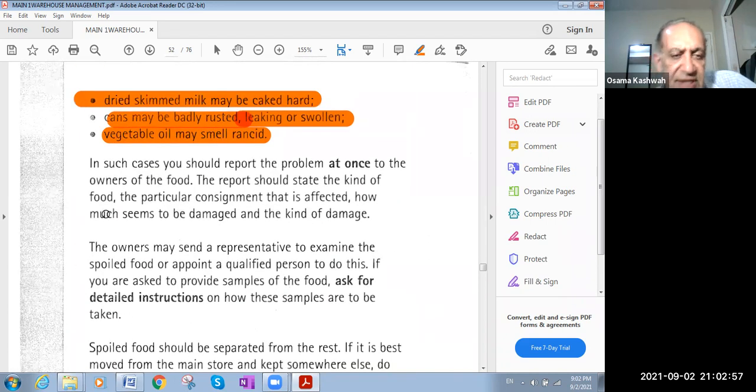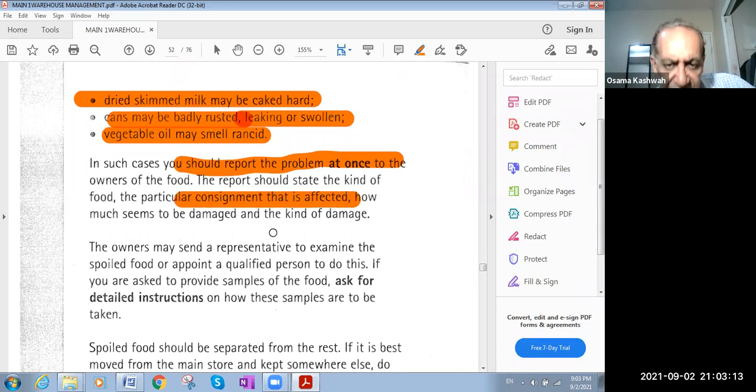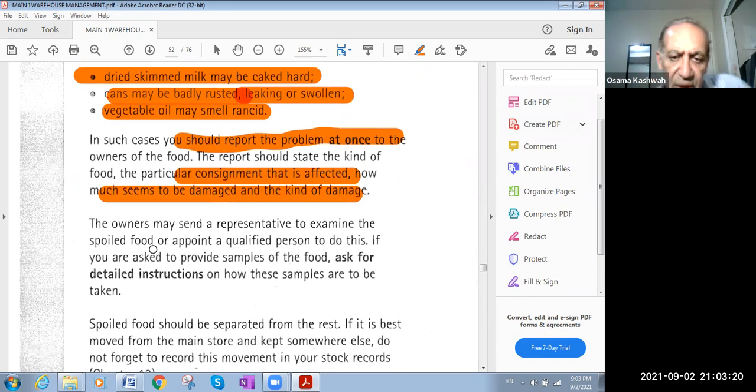In all such cases, you should report the problem at once. Don't wait. It should be reported at once to the owner of the food. The report should state the kind of food, the particular consignments affected, the place which is affected, how much seems to be damaged, and the kind of damage itself. All this must be taken into consideration when you are working. The owner may send a representative to examine the spoiled food or appoint a qualified person to do this. If you are asked to provide samples of the food, ask for detailed instructions. Okay.